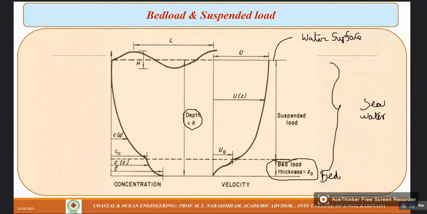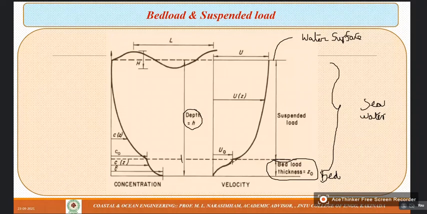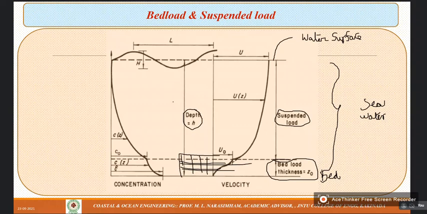Your sheet flow will be slightly above this Z0 or maybe including Z0. Your sheet flow will be restricted to this region only, in the form of sheets like this. This is all suspended load. This is all suspended load. Now, your wash load will be again in this region.